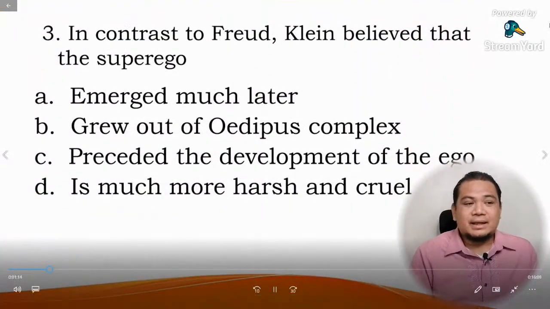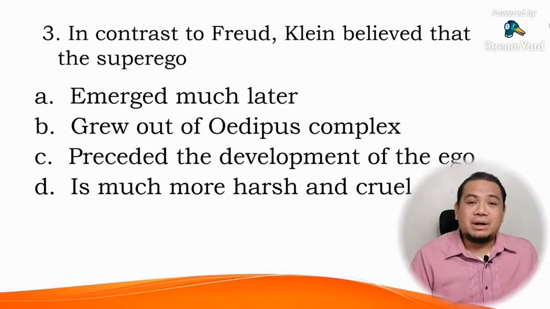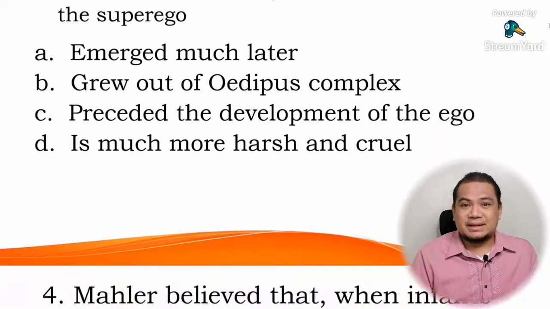Number 3. In contrast to Freud, Klein believed that the superego, A. emerged much later. B. Grew out of Oedipus complex. C. Preceded the development of the ego. And D. Is much more harsh and cruel.